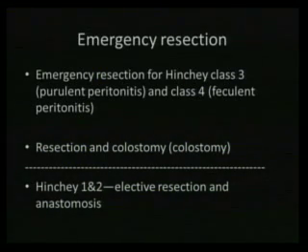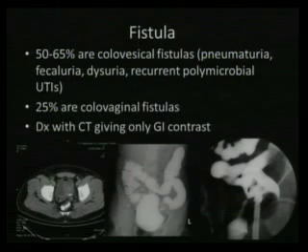Hinchey 1 and 2, you can plan an elective resection with an anastomosis, and that's going to be 6 or 8 weeks later, and after you've surveyed the whole proximal colon. Some of the fistula things: the most common fistula is to the bladder, because everybody has a bladder, only women have vaginas, so there's going to be fewer of those fistulas.